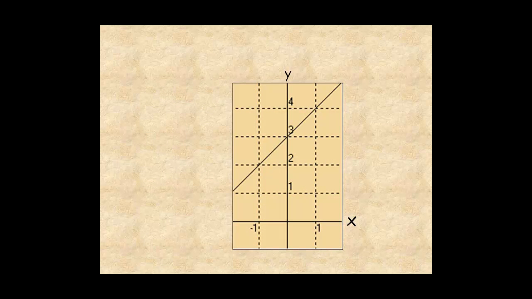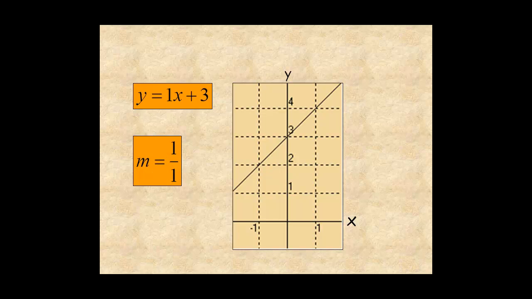For the equation y equals x plus 3, there does not seem to be a slope. You have to read this as y equals 1x plus 3. The slope is 1 over 1. So the line starts at 3 and goes up 1 and over 1.